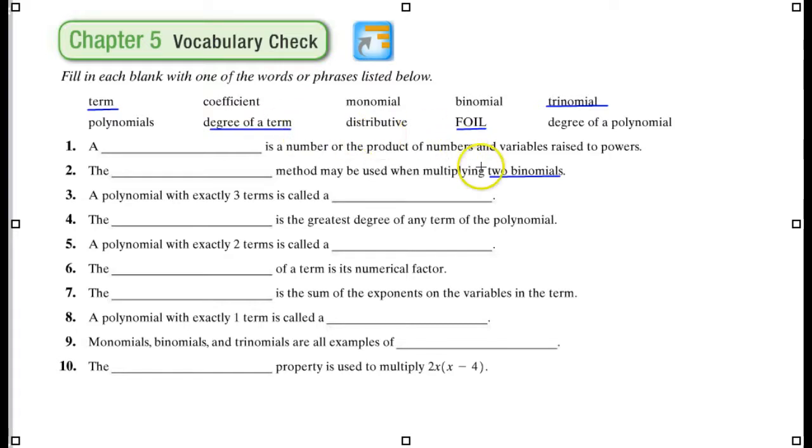And that may not be it. Let's look here, because I don't know, it could be this one too. Here, I'll have to study that a little bit. Okay, so it could be one of these. We'll have to see if the other one fits somewhere. A polynomial with exactly 2 terms, that one's easy, that's a binomial.